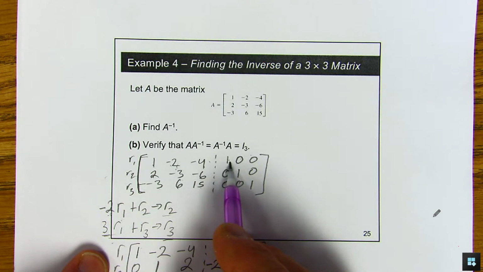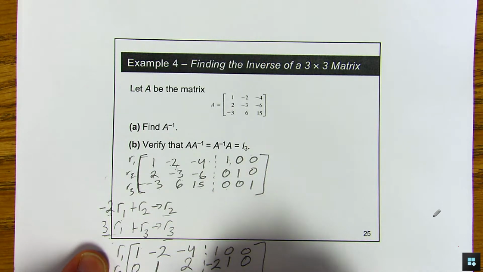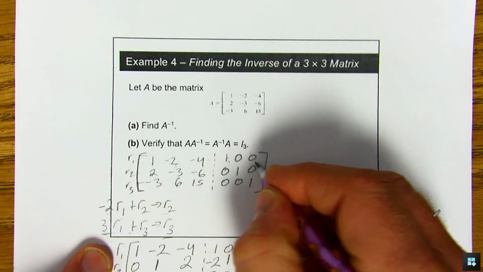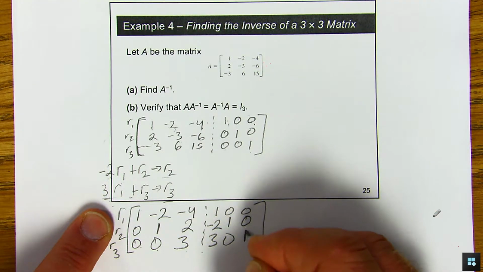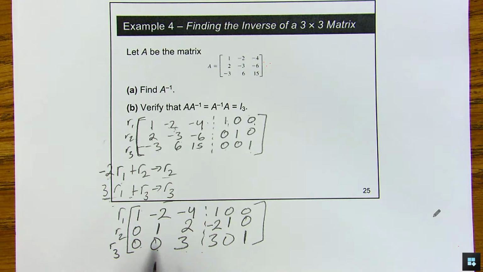3 times 1 is 3, plus 0 is 3. 3 times 0 is 0, plus 0 is 0. And 3 times 0 is 0, plus 1 is 1. So that's how I got this. So far, all I did was do these two things right here. It brings me to here.